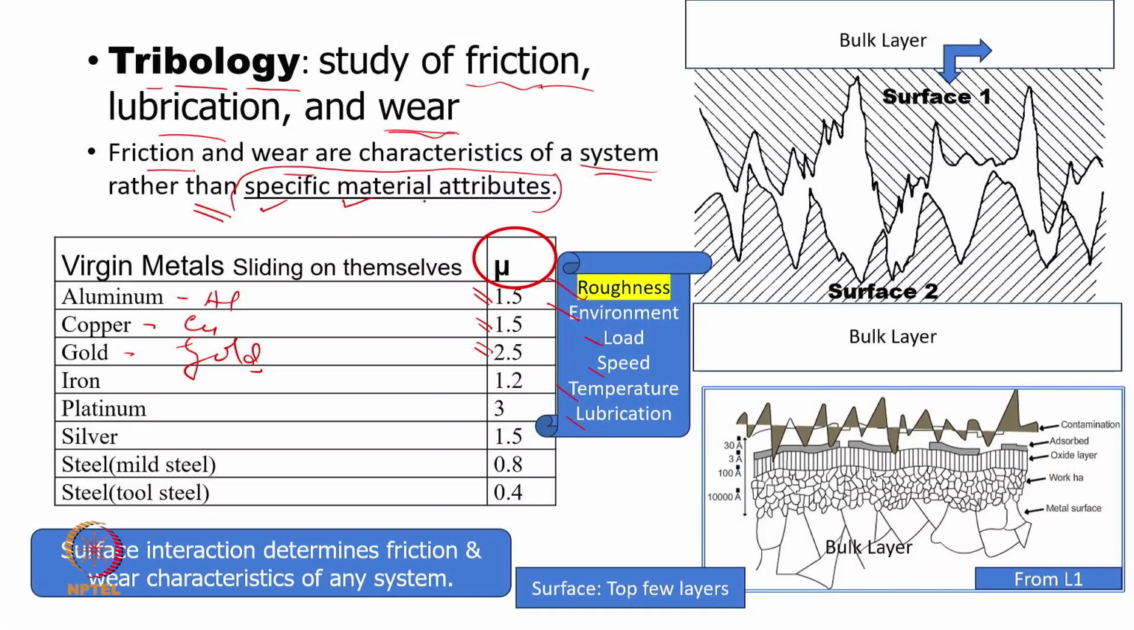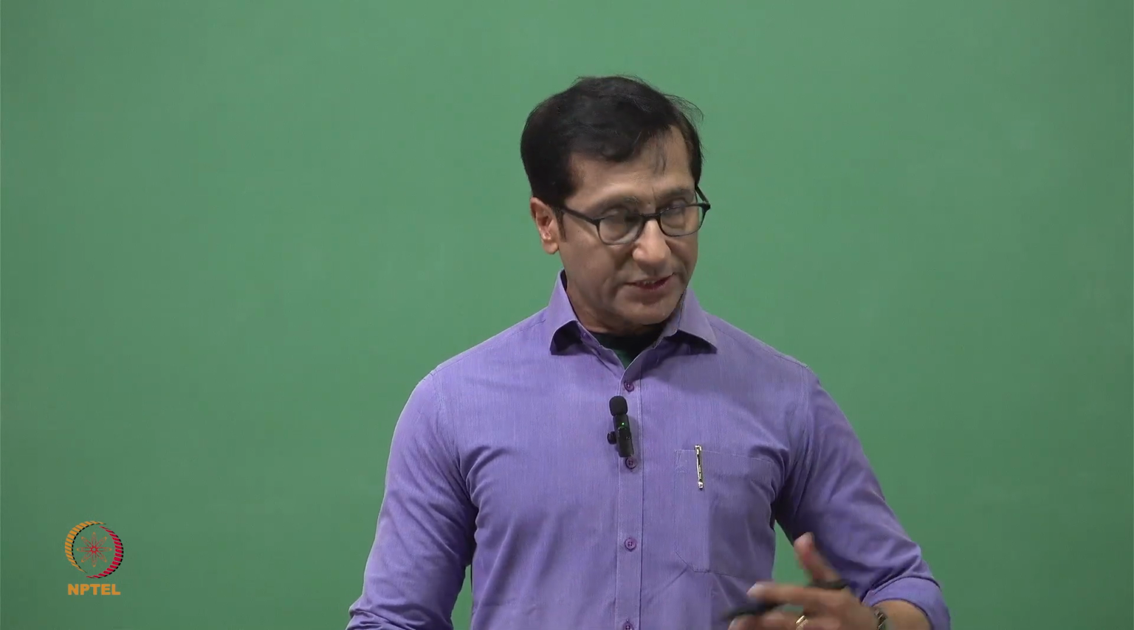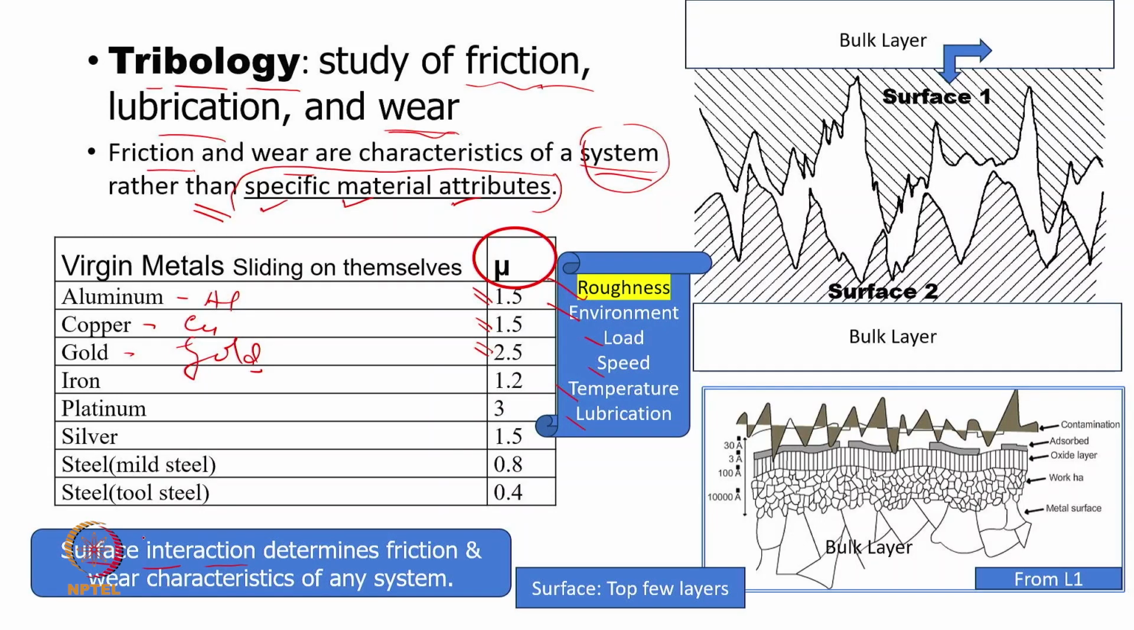So that's why we are writing here, it is not a property of a specific material, it's a property of the system. And when we try to simulate the system, we need to account for more factors. So that's why it is becoming important for us. And we say the surface interaction determines the friction and wear characteristics.